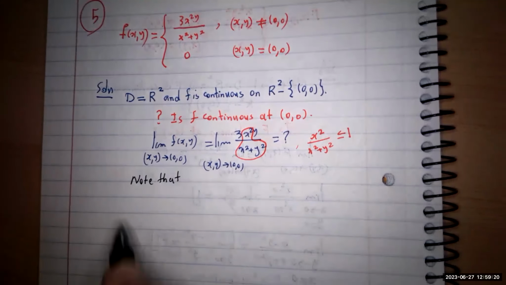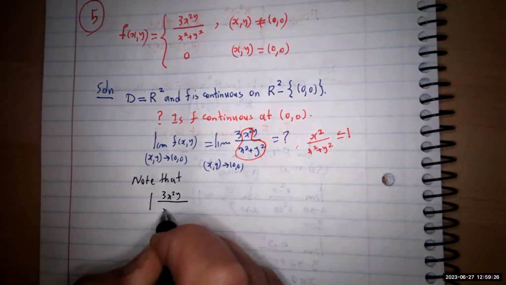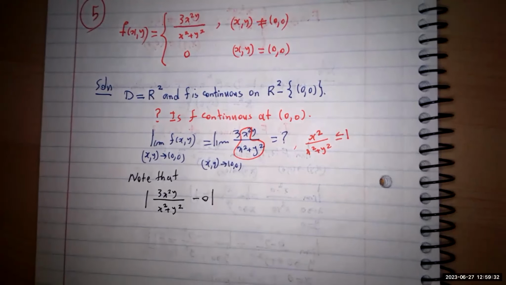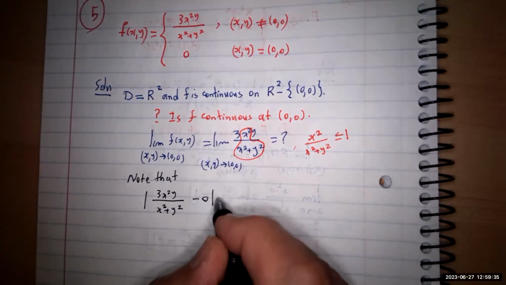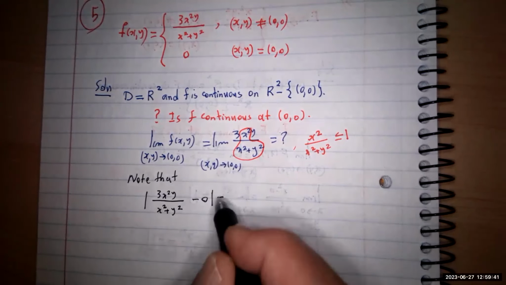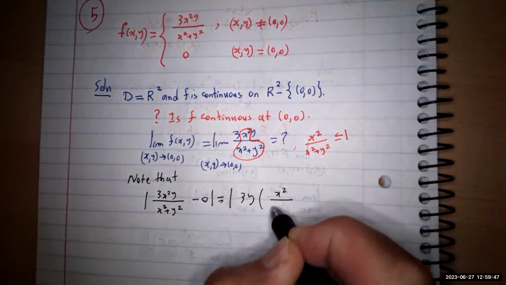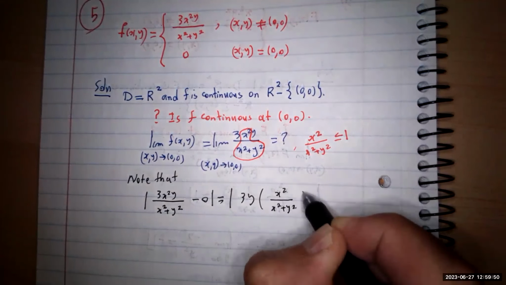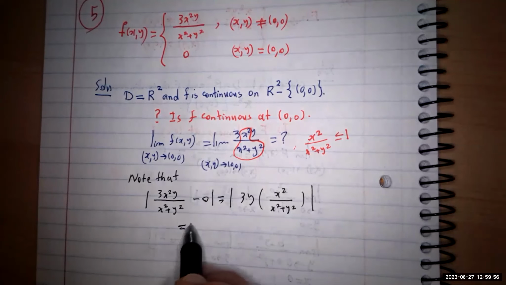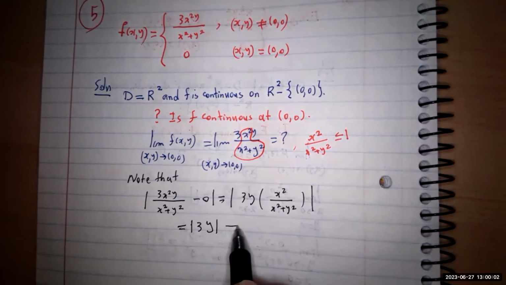This is how you estimate it. The absolute value of 3x squared y divided by x squared plus y squared, minus 0. You have to provide that inequality that we talk about. So it's going to be equal to, pull this 3y out. So that gives 3y times x squared over x squared plus y squared. So it's going to be equal to the absolute value of 3y. The second one, we don't need any absolute value because everything is positive.